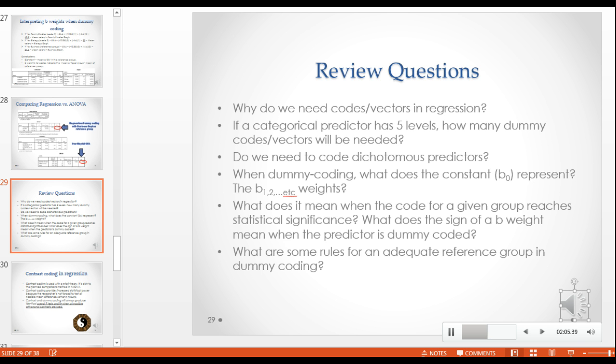Do we need to code dichotomous or binary predictors? No, the answer is we do not. All we need to do is set them to 0, 1 and put them right into the analysis as they are. It's great. There's no pre-work needed for those.